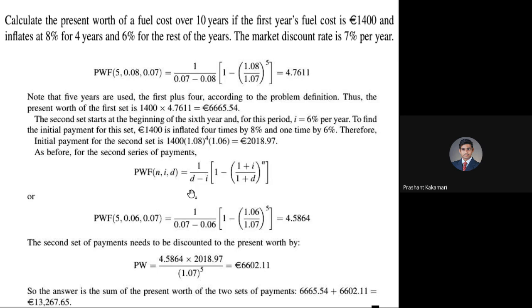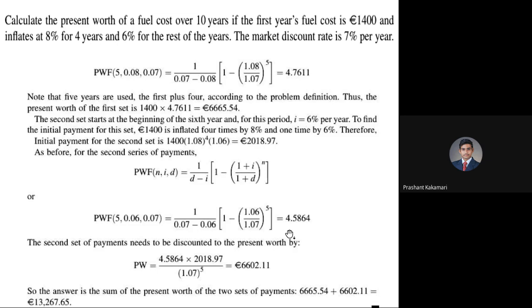Discount will remain the same. So what is the change? The number of years is the same. The inflation rate is changing. The discount rate is again 0.07. So keeping that in mind, I will get the present worth factor for the next 5 years. That is 4.5864. Okay. So taking all these values, the second set of payments needs to be discounted to the present worth.